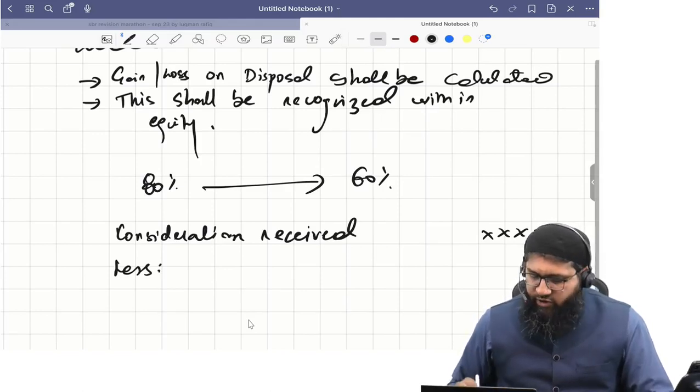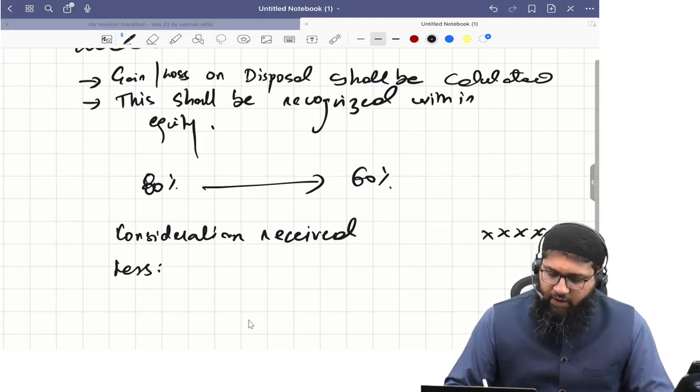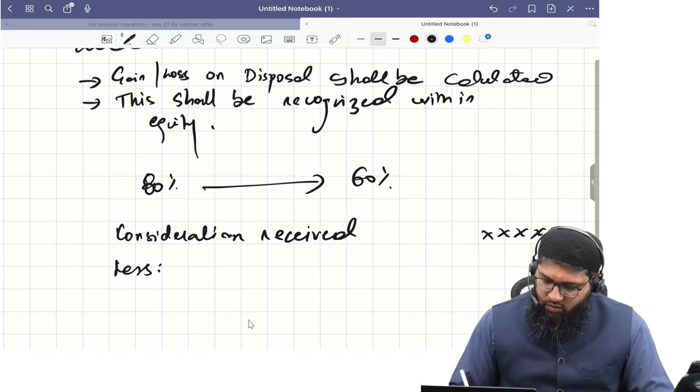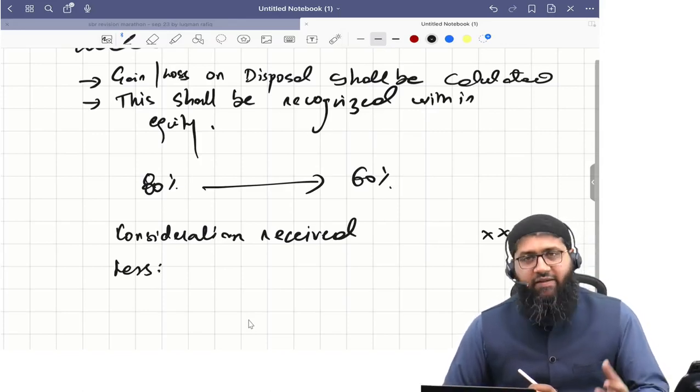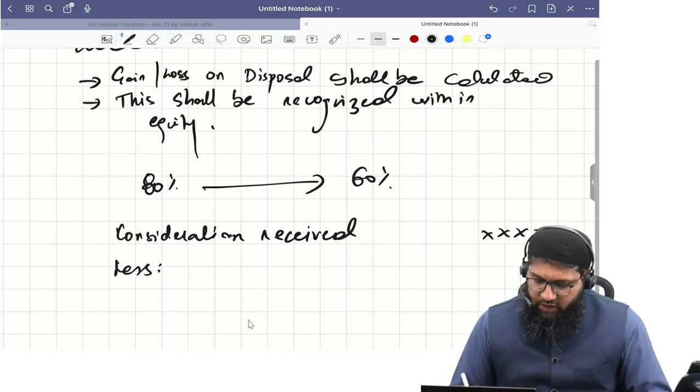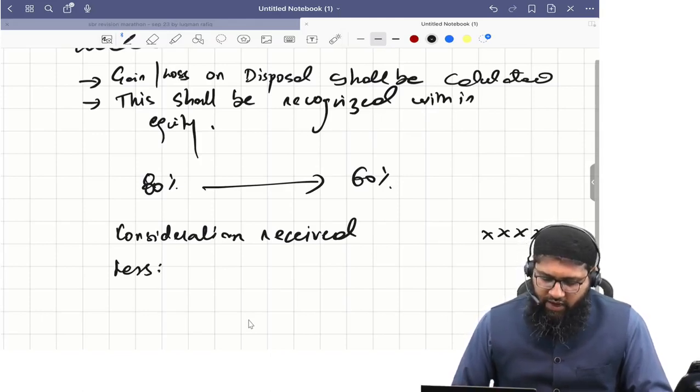Now let's try to understand this. Let's say, for example, this is 100 million. That's the consideration received. The net assets that you disposed of were 78 million. Hence, 22 million is going to be your gain. 22 million is going to be the gain on disposal.